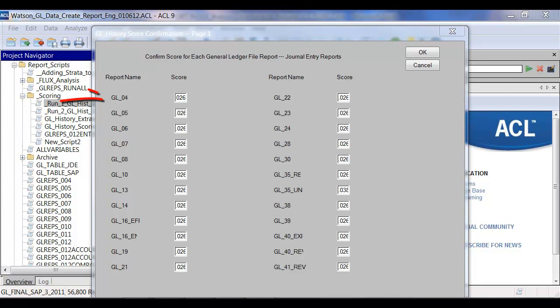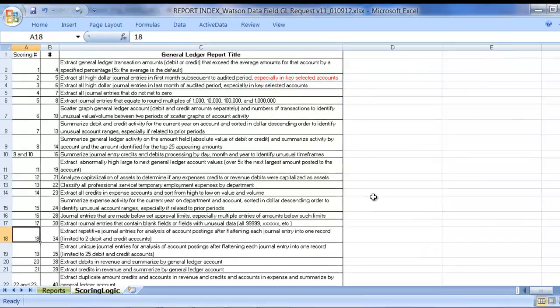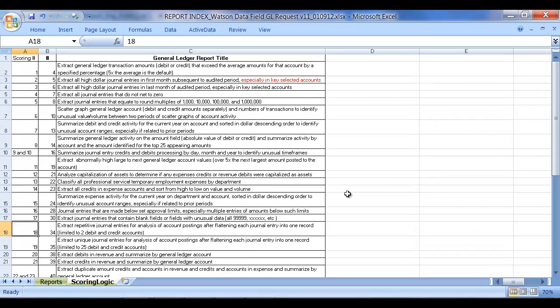By selecting a few options within ACL, we can get a variety of reports completed automatically. Here we've identified about 38 reports that go into a scoring mechanism that we're using, and it looks at certain transactions and journal entries, such as journal entries that don't net to zero, journal entries that may be round multiples or posted at odd hours of the night.